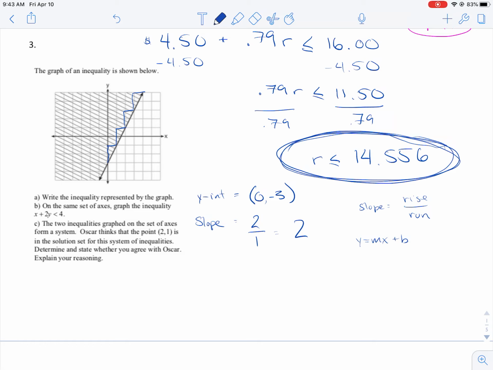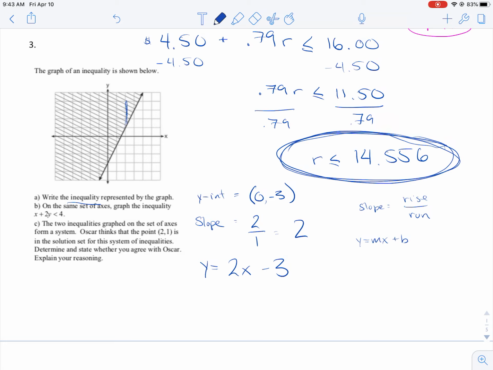We have our slope and we have our y-intercept. So let's write this equation first in y equals mx plus b form. Once we have it in that form, then we can switch it over to an inequality, but first we need to have it written as an equation. So y equals 2x minus 3.